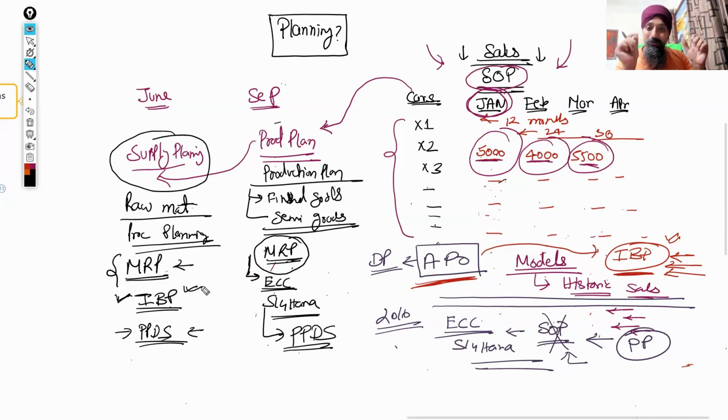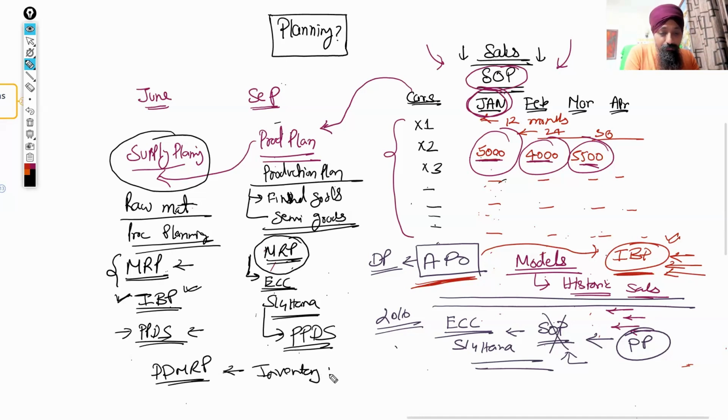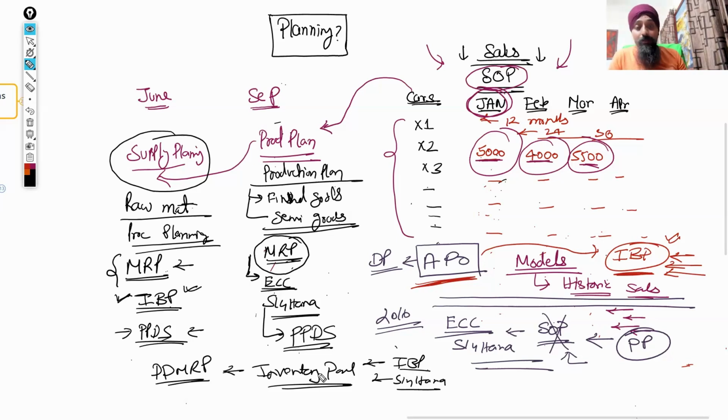Then a new terminology also comes into the picture, called DDMRP, demand driven MRP. This is a solution you can use for better inventory planning. It is also available through IBP and S4HANA. We provide a video on DDMRP for the IBP people, and DDMRP is also covered in our S4HANA PP Excellence course.